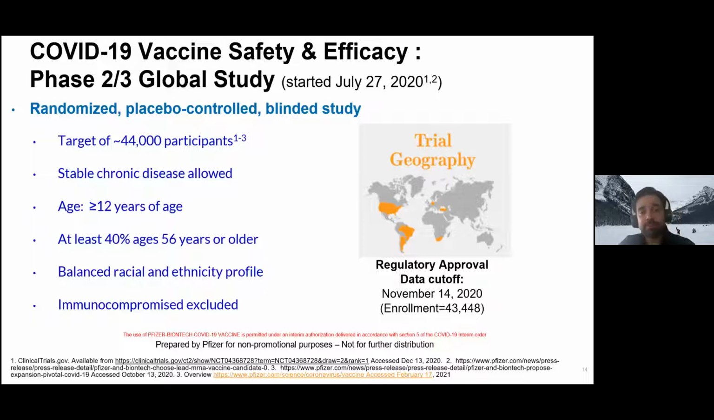So one of the objectives of this trial right from the beginning was to recruit those people who are the most vulnerable, who would potentially benefit the most from this vaccine. So that involves elderly individuals and also people with chronic diseases. And we also wanted to make sure that this trial includes minorities and is balanced in terms of racial and ethnicity profile. One of the populations that was excluded in this trial was immunocompromised.